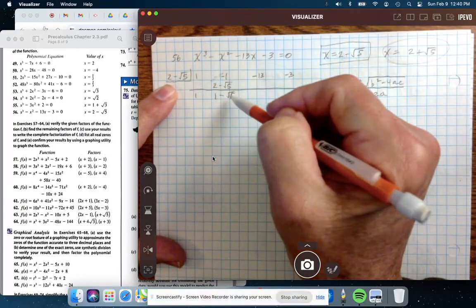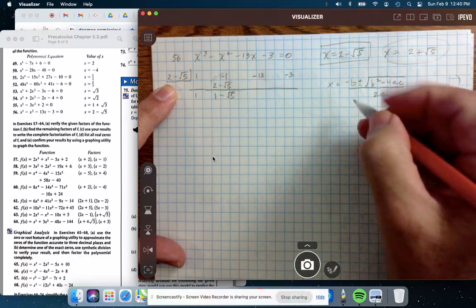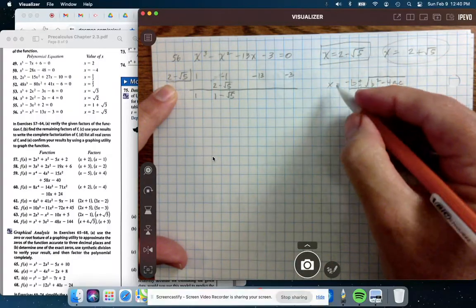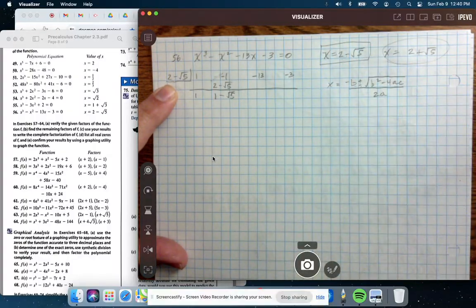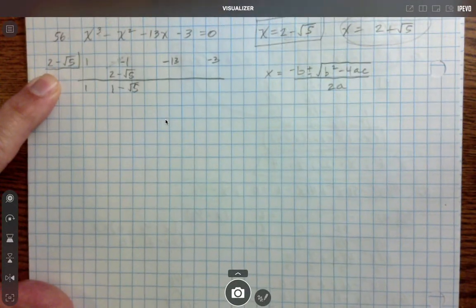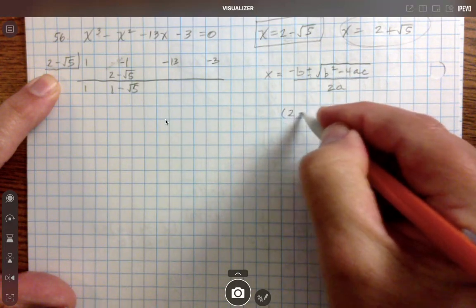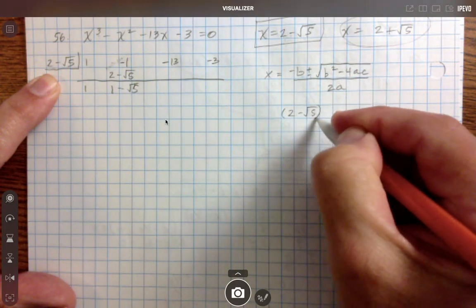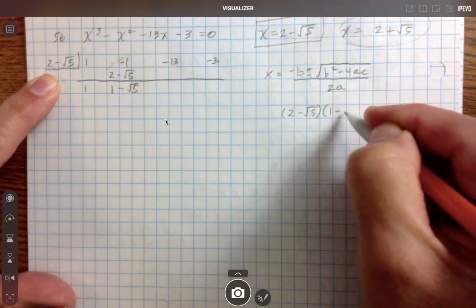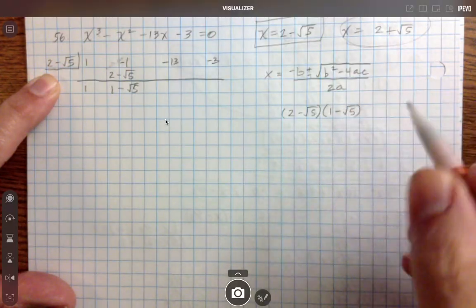Now I have to multiply these two together. So I'm going to do that work over here on the side. Let me zoom this out a little bit so you can see better. So I'm going to do 2 minus the square root of 5 times 1 minus the square root of 5. Let's see what we get.